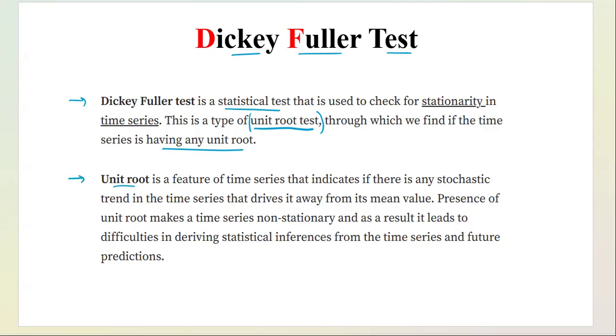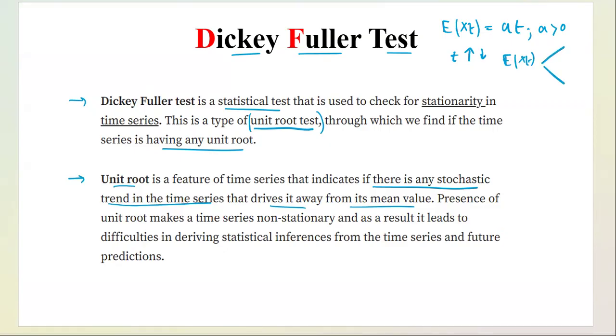A unit root is a feature of a time series that indicates if there is any stochastic trend in the time series that drives away its value from the mean value. I have told you earlier, suppose that the expectation of a time series process is like this, A into T, where A is greater than 0. As the value of T changes, suppose it increases or decreases, the expectation also changes. Expectation follows a trend.